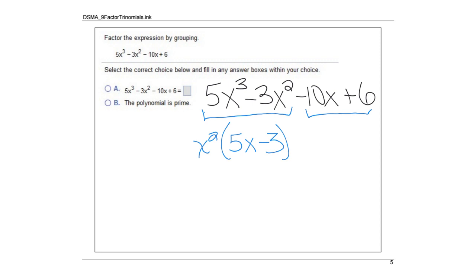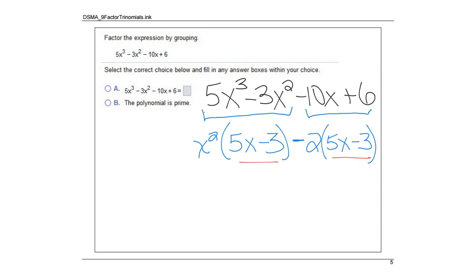Because the first term's negative, I'm going to pull a negative. Looks like I have a 2 in common to both of those. So I'm going to pull out a -2. -10x divided by -2 gives me 5x. 6 divided by -2 gives me -3. All right, so now I'm good to go.